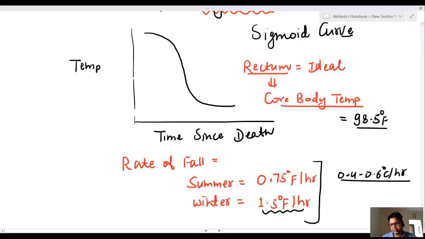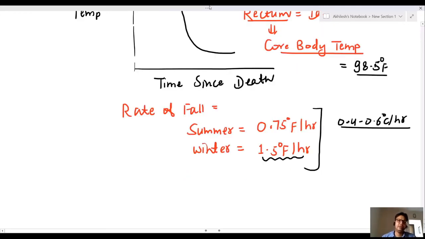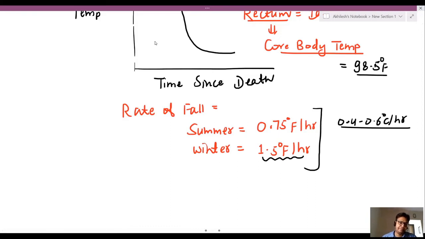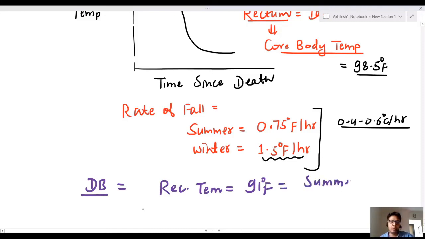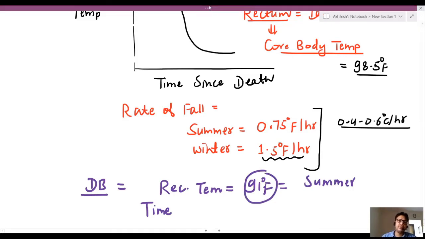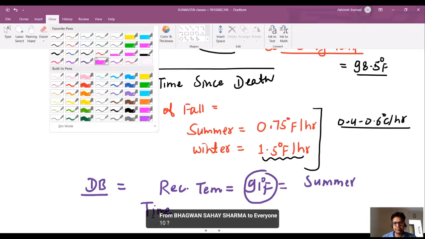Now, sir, I'm putting one question. You got a dead body. The rectal temperature of the dead body is 91 degree Fahrenheit in summer. Now, anyone who can tell me what is the time of death? See, what is the rectal temperature of the dead body? 91 degree Fahrenheit. Listen, what is normal temperature? 98.5.